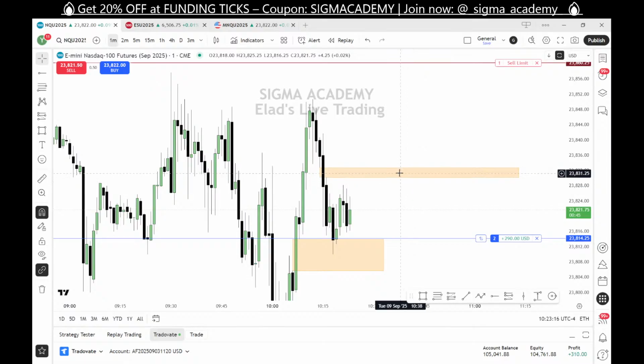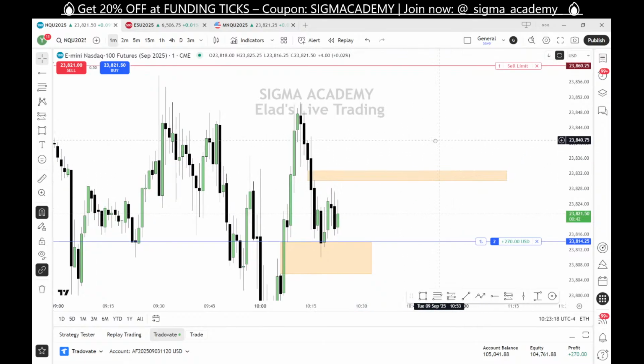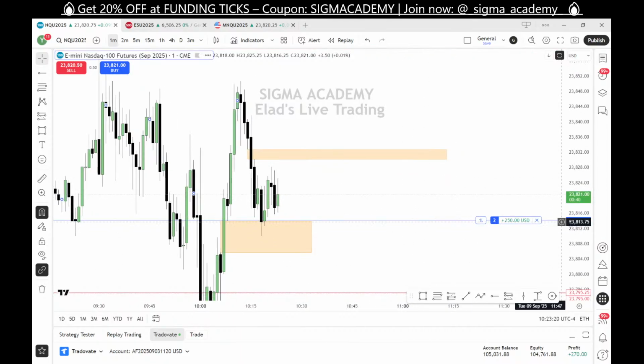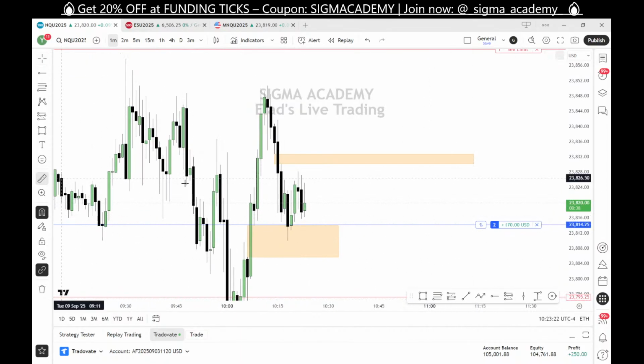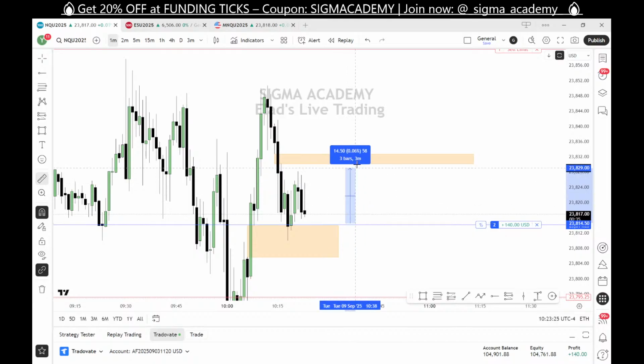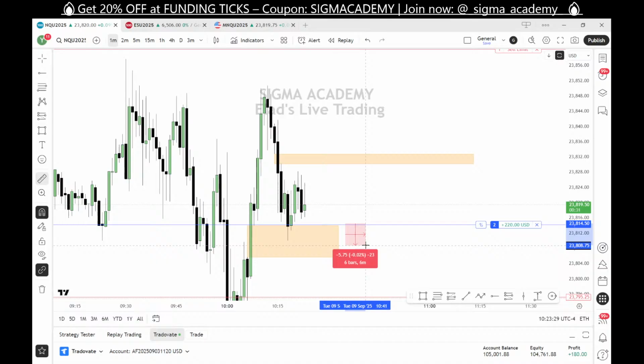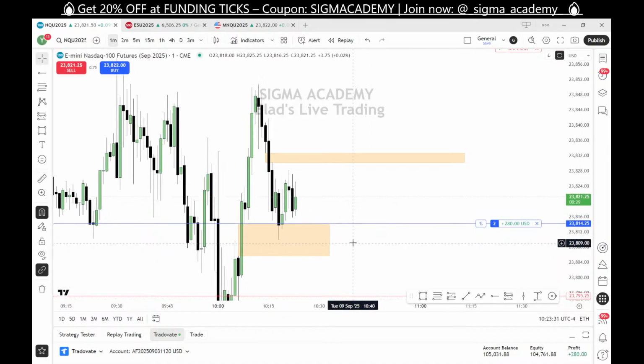I want to see this one being violated. Let's see. My entry is right here. If it would be violated, it is 18 points. And then this one is on average 6 points above. So I can move my stop loss something like this. Looks good. I want this to be violated and I will add more.